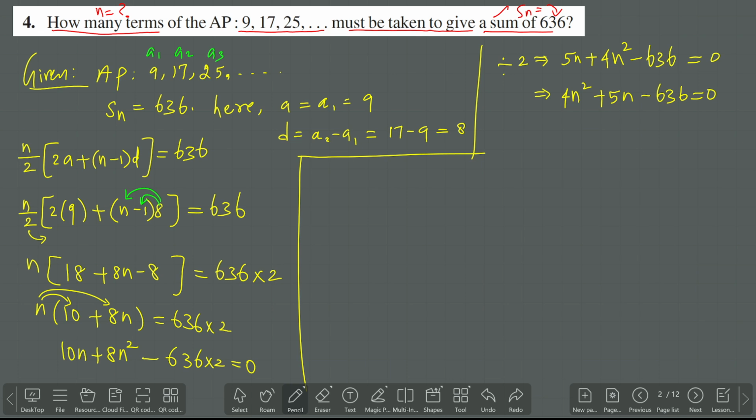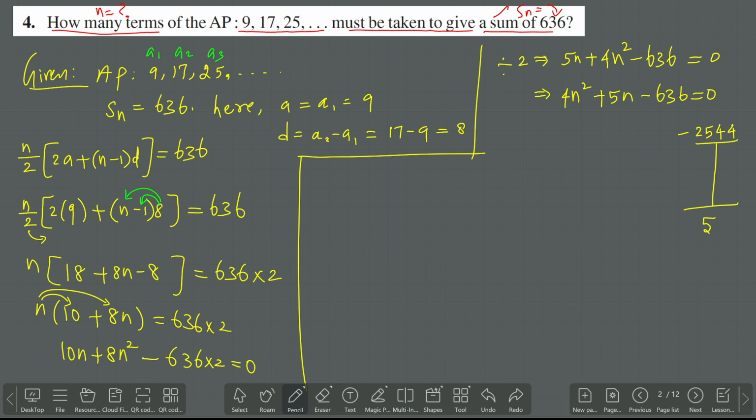Now we have to multiply each. 4 into 636, what is the number? 6 fours are 24, remaining 2. 3 fours are 12 plus 2, 14, remaining 1 again. 6 fours are 24 plus 1, 25. Minus 2544. Am I right? Now the addition value, what do I want to bring? 5. So when we get a big number, we can go with the prime factors, better.